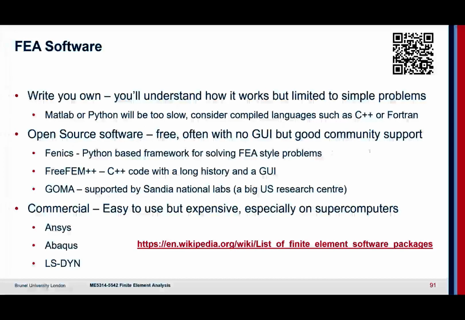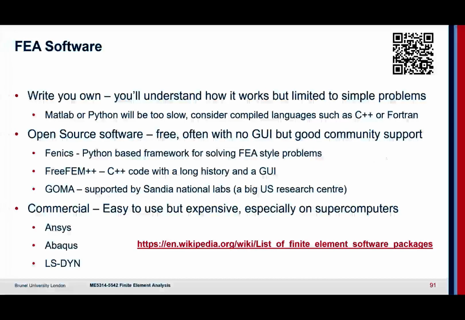Phoenix is a general framework. FreeFEM++ has a GUI and a long history. I've not used Goma, but generally you want to look for how many people are working on it. If lots of people are working on it, it's got good support. You can go to the community and ask how you do certain things. So it's well worth thinking about this if you're planning to use FEA in the future for whatever application.